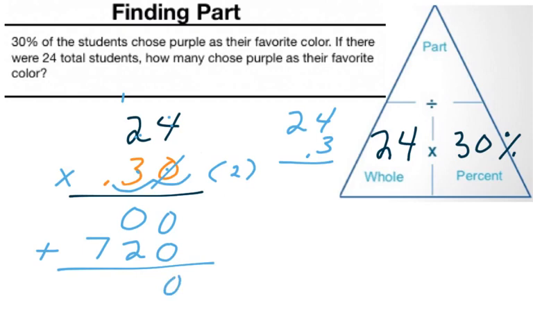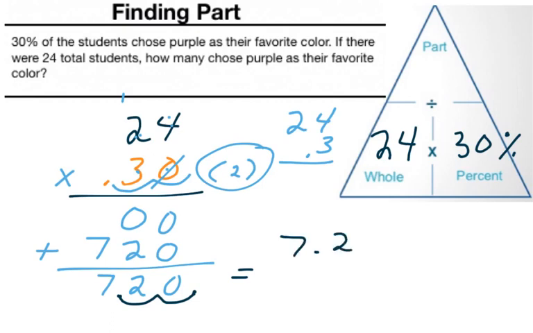0 and 0 is 0. 0 and 2 is 2, and then I have a 7. Looks like it's 720, but I bet there were not 720 students that were the part, because we need to come back 2 places on the decimal. So the decimal was there. I come back 2 places, and it looks like 7.2 is our answer.